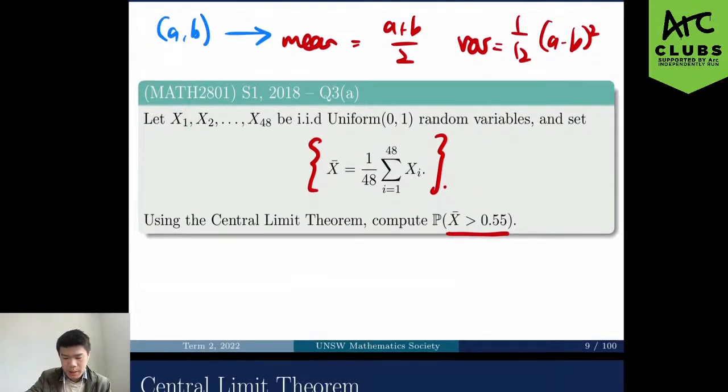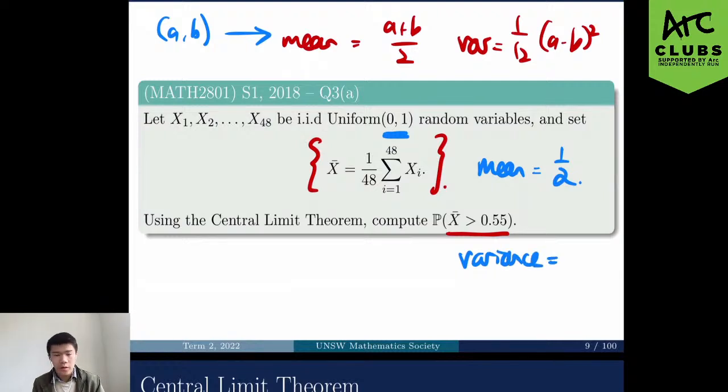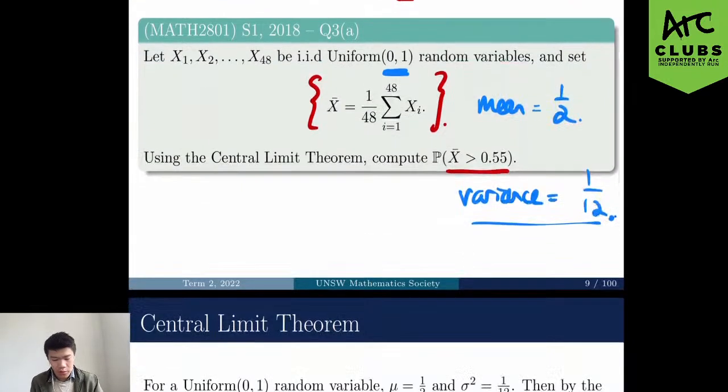So in this case we've got 0 and 1. So the mean is going to be 0 plus 1 on 2. And the variance will be 1 on 12 times 1 minus 0 squared, which is just 1 on 12. Okay. So we've gotten that to start off with.